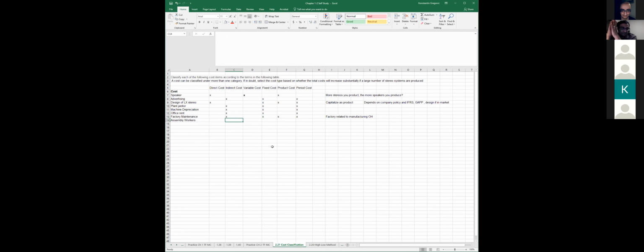Assembly workers, direct or indirect? Direct cost. Variable or fixed? Variable. No, fixed workers probably. Think about it. Variable. Why do you think it's fixed? Assembly cost is variable. Yeah. It's variable. And it's product cost. Product cost. Yeah. Perfect. Okay, good.